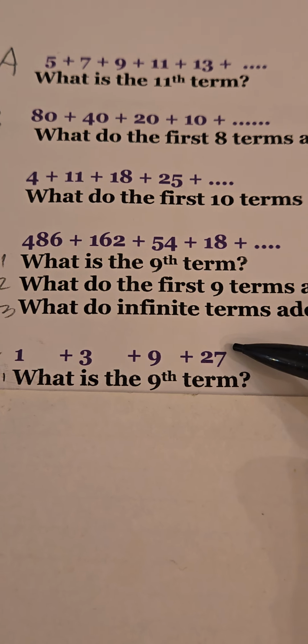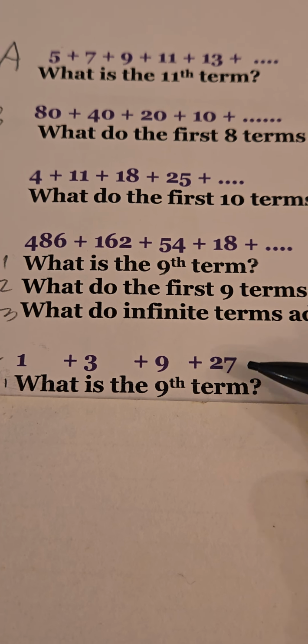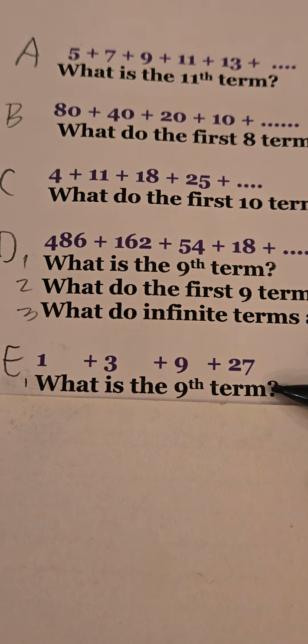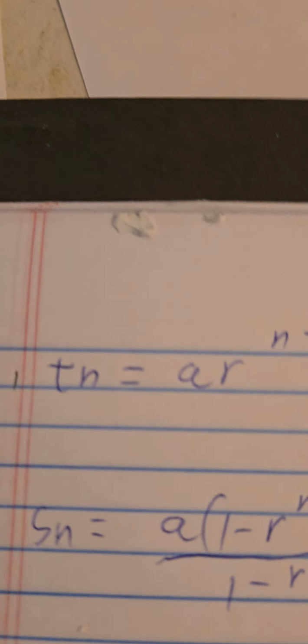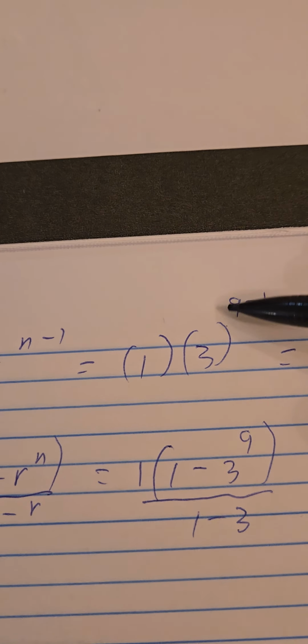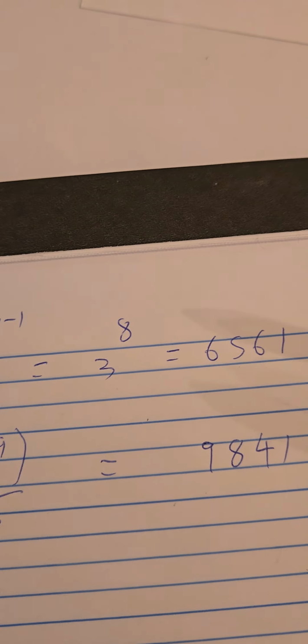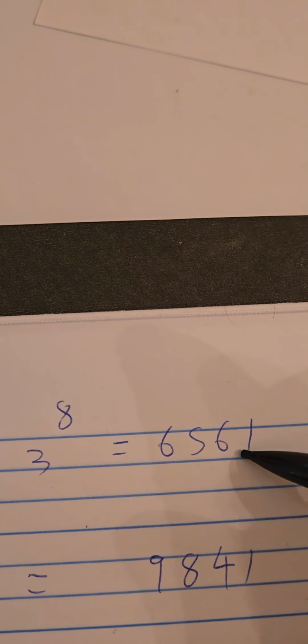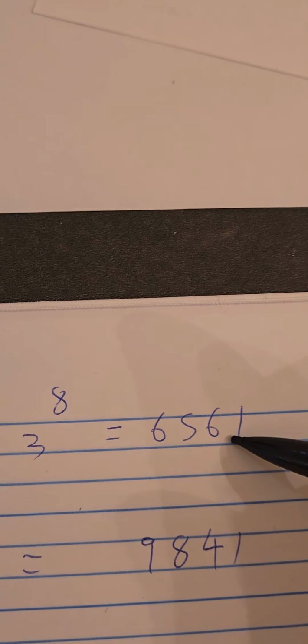So it's going to be the formula for geometric for calculating the 9th term. Not what they add up to, but what is that term. That's the formula we're going to use where A equals 1, R is 3, and N is 9. We're going to plug in there. That's 1 times 3 to the 9 minus 1. That simplifies to 3 to the 8, which is 6,561. That's the answer.